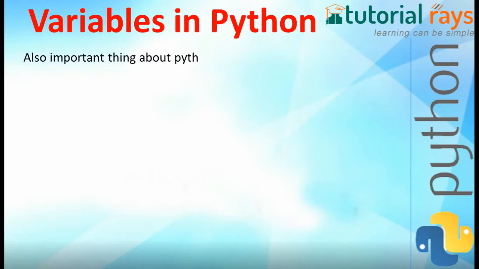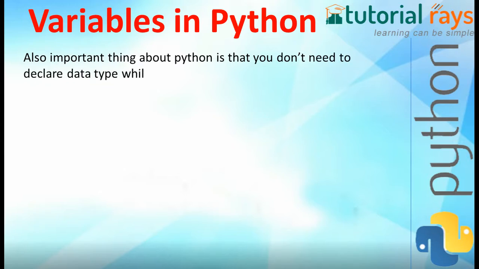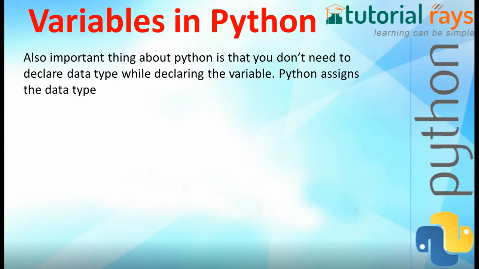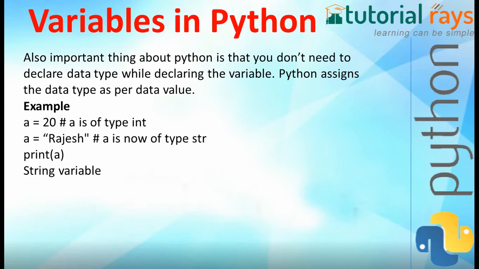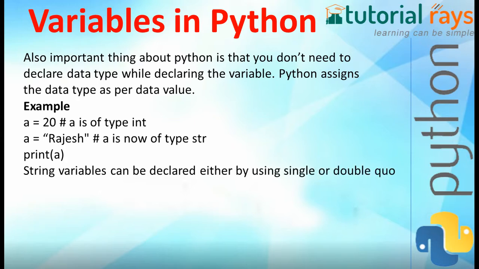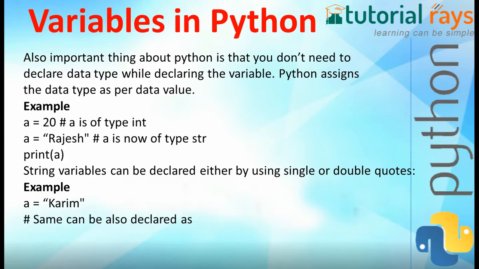The second important thing about Python is that you don't need to declare the data type while declaring the variable. If you come from a Java, C, or C++ background, then you might have noticed that you need to provide the data type. For example, if you want to store an integer value, then you need to write int or string. In the case of Python, you don't need to specify the data type.